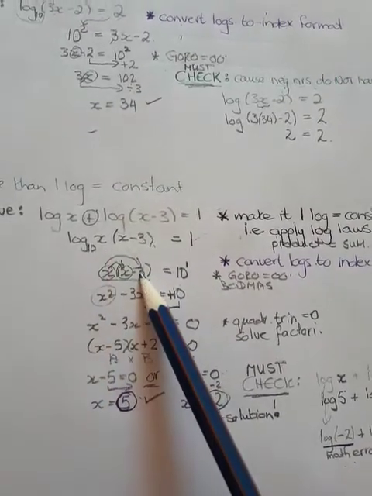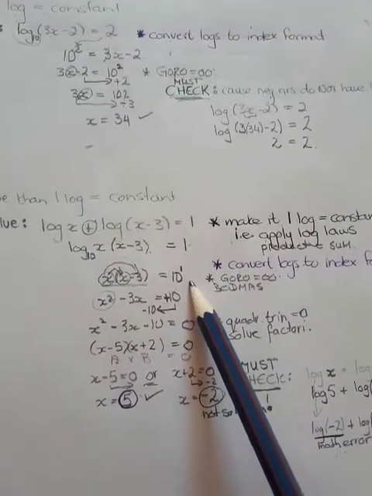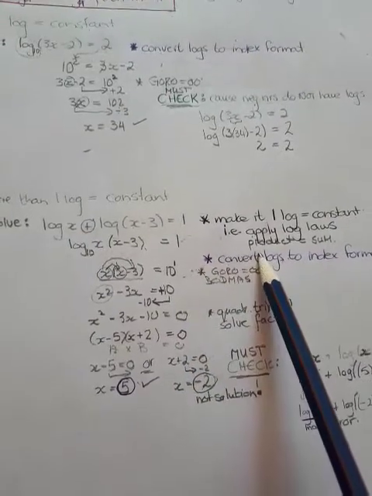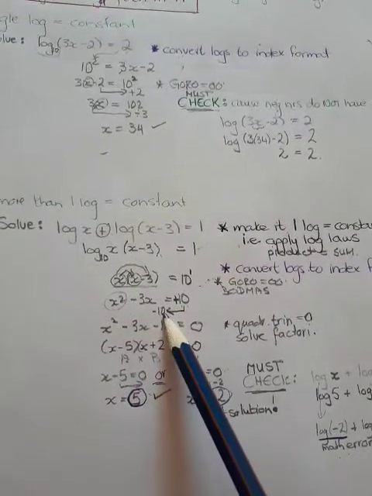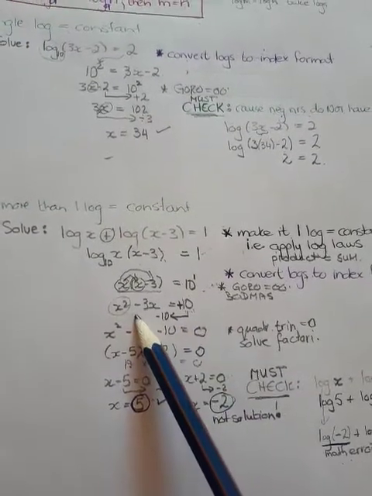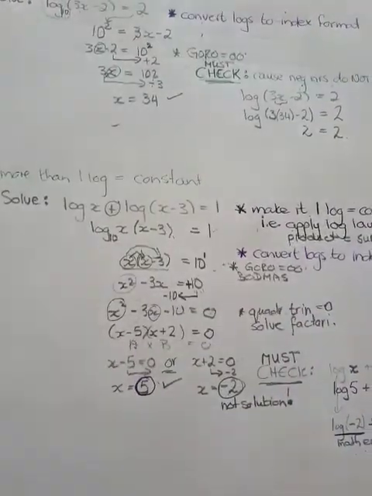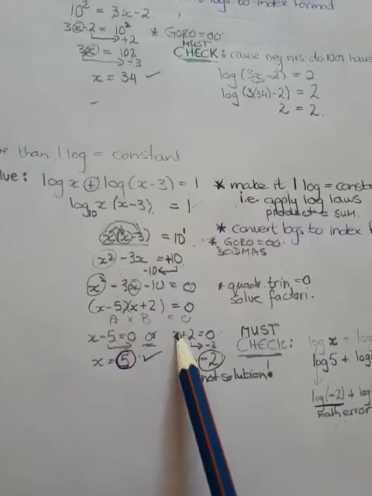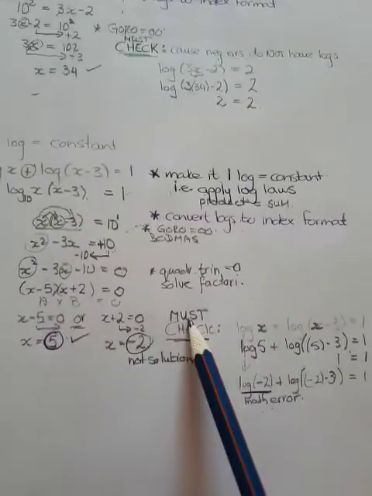Then from here to the next step, we're going to convert the log into index format. Important: in a logarithmic equation, you will always have this step. You will always convert the log into an index format. And once you've got it in index format, you can solve for x in various possible ways. In this case, we are getting a quadratic trinomial. On the right-hand side, we've got 0. So to find a value for x, we will factorize, and then we will make either the one factor equal to 0 or the other factor equal to 0, and we will get two possible answers for x. Lastly, you must do your check.